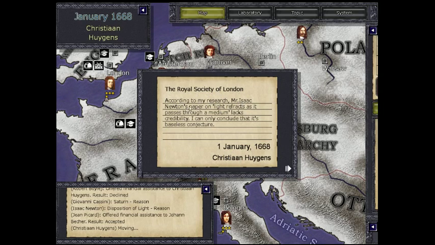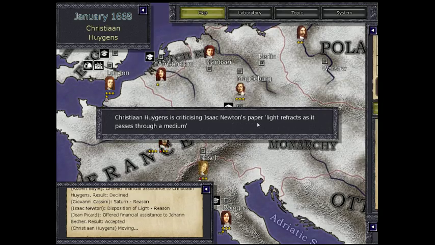According to my research, Mr. Newton's paper on light refracts as it passes through a medium lacks credibility. Oh my God! I can only conclude that it's baseless conjecture. Oh wow, Christian Huygens. Again, I'm butchering this guy's name. I gotta look him up. So, I've never been criticized. I was never criticized in that one.